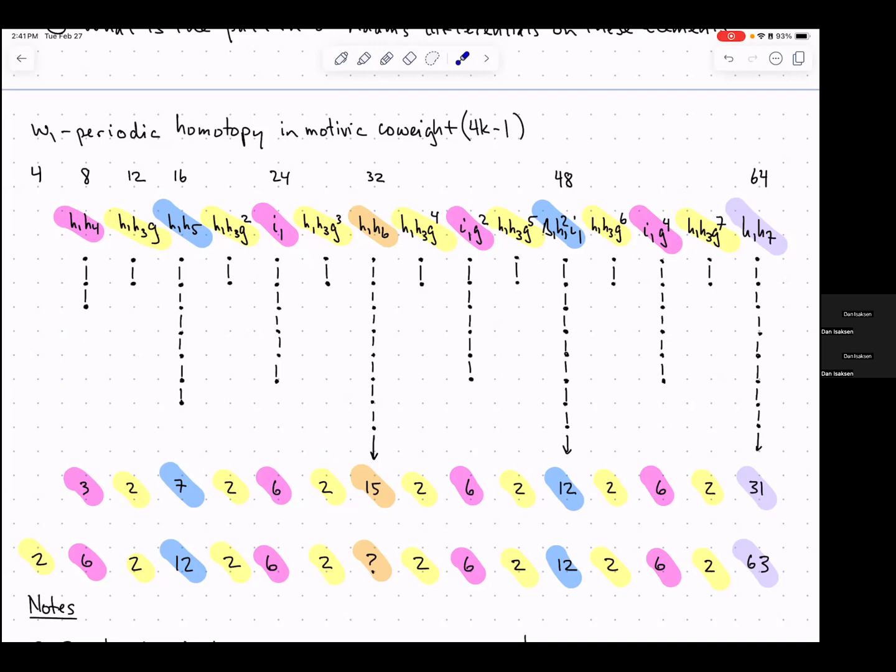Here, there's a 3, and then there's a 2 in every other spot, which is already different from the image of J. The image of J had a 3 in every other spot. This has a 2 in every other spot, and the difference was that differential on H3G. If H3G didn't have that differential, then that 2 would be a 3.